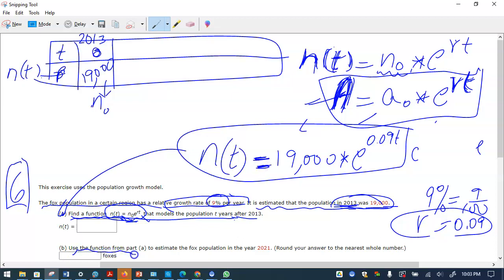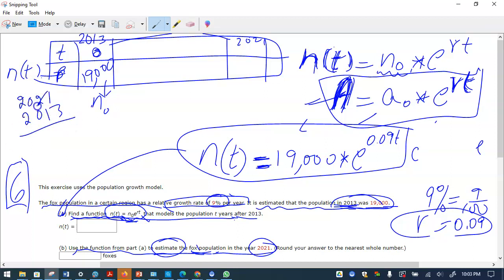So what is the second question? Use the function to estimate the population in the year 2021. So how many years passed from 2013 to 2021? If you subtract 2021 minus 2013, you get 8 years. So from here to here, t is 8 years. Means 13, 14, 15, 16, 17, 18, 19, 20, and then 21. So it's 8 years past.